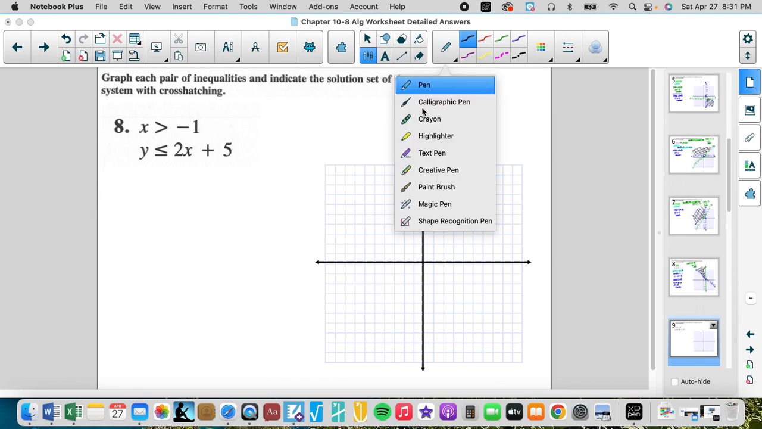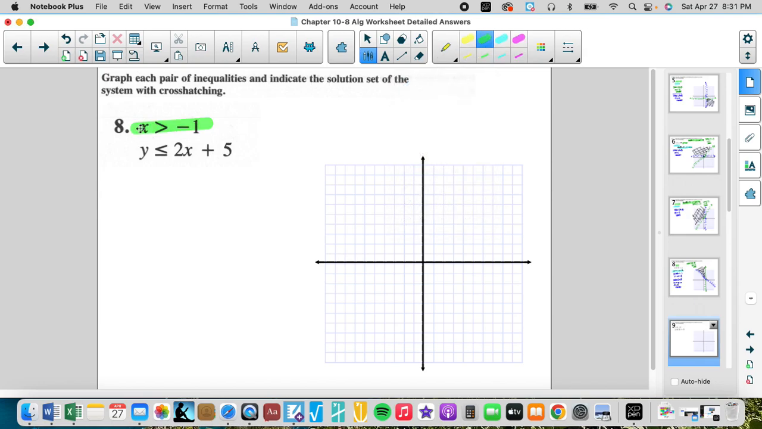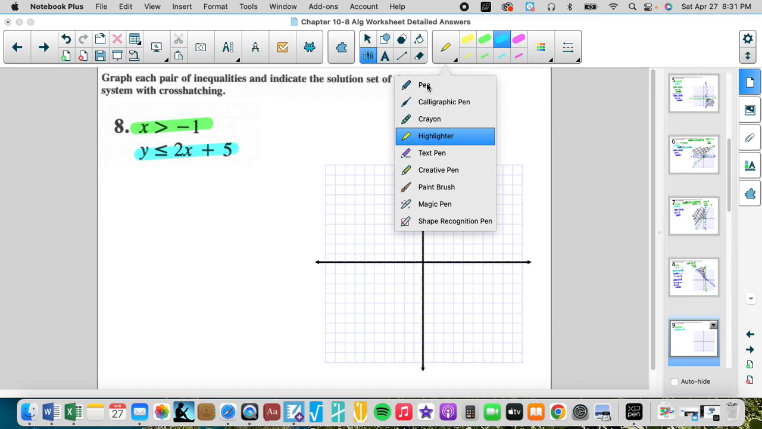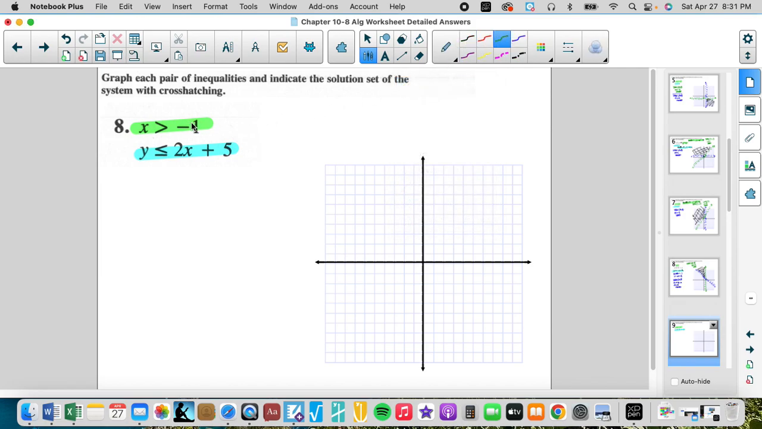They continue to test my patience with these inequalities. So x is negative 1 here. That's an open circle dotted on x is negative 1. Let's test 0, 0. Is 0 greater than negative 1? That's true. So we're going to shade towards 0, 0.